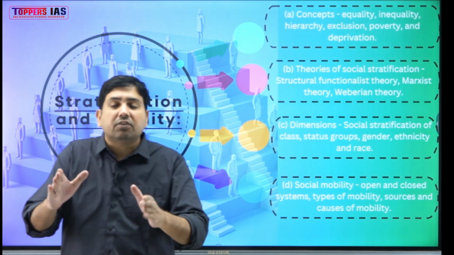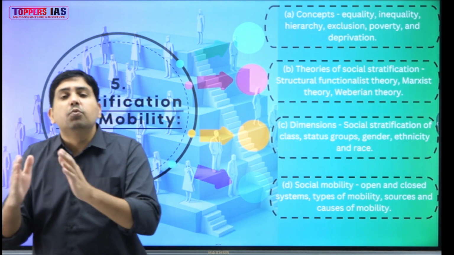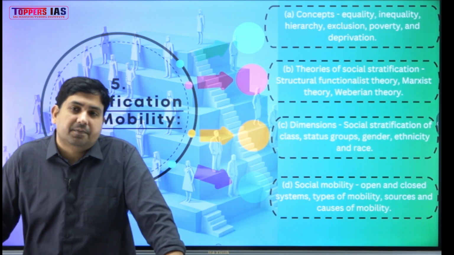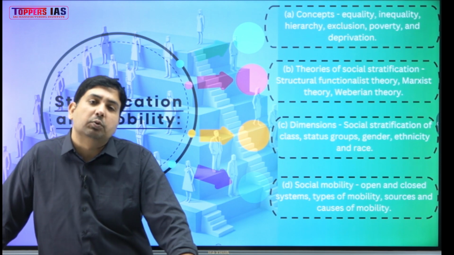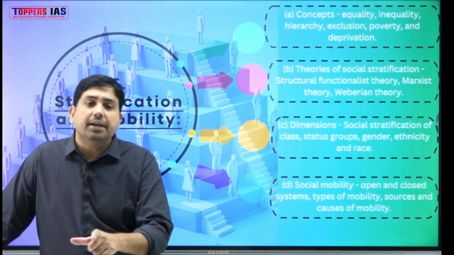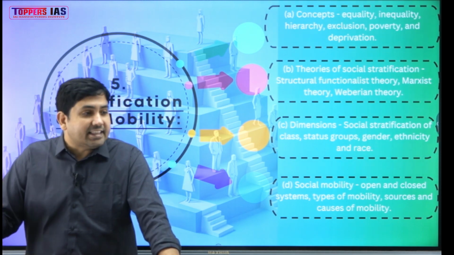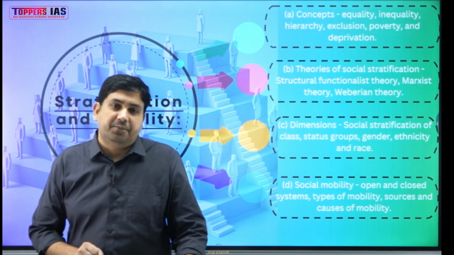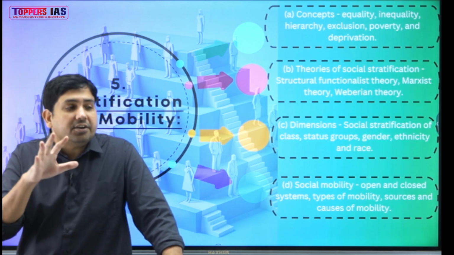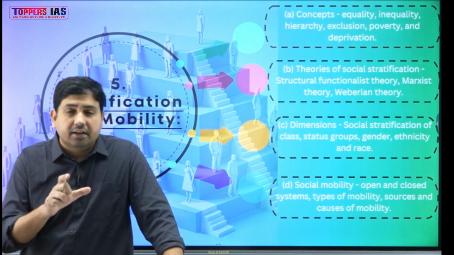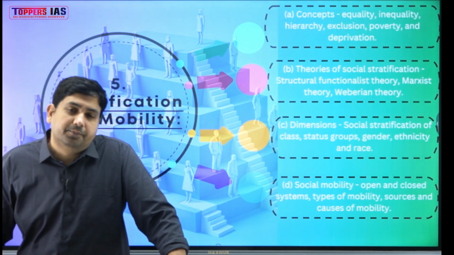So under the structural functionalist theory, we studied Talcott Parsons, we studied Davis and Moore, M-O-O-R-E, Moore. They have given this structural functional theory. Their main idea is that social stratification is very much essential, necessary, and actually beneficial for the society. Why? Because it ensures that the most important and difficult jobs in society are fulfilled by the most talented and qualified people.